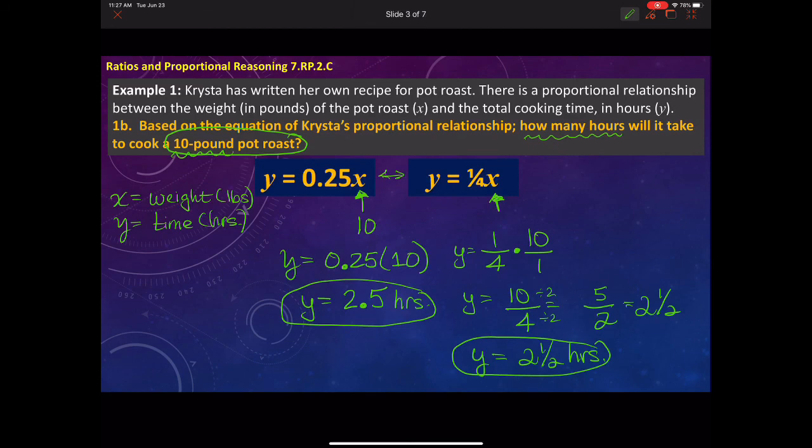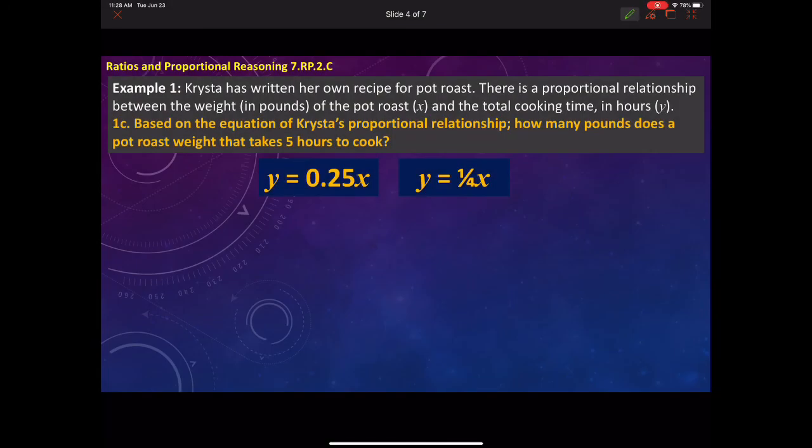That's perfectly fine. All right, in this example right here, we're still on the pot roast recipe question. This one's now asking us, based on the equation of Krista's proportional relationship, how many pounds does a pot roast weigh that takes 5 hours to cook? So again, it doesn't hurt to write this stuff down. But remember, x represents the weight and y represents the time, how many hours it's going to take.